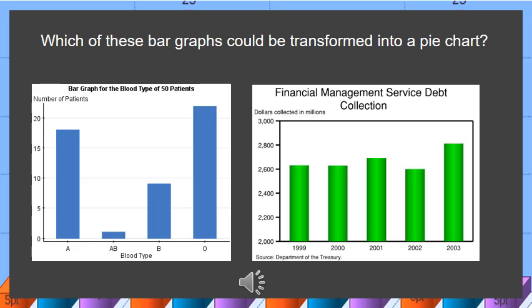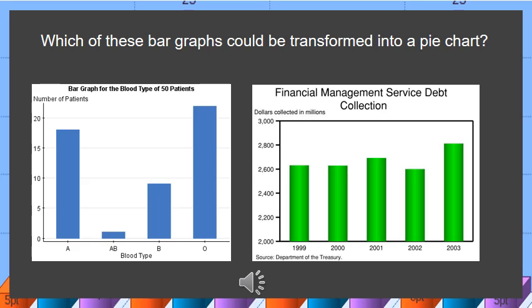The bar graph on the left represents how many patients in a hospital. There is a population of 50 patients. How many patients you have for each blood type. So these patients are part of the whole, are part of the full population, and each one has only one blood type. So you can turn it into a pie chart.